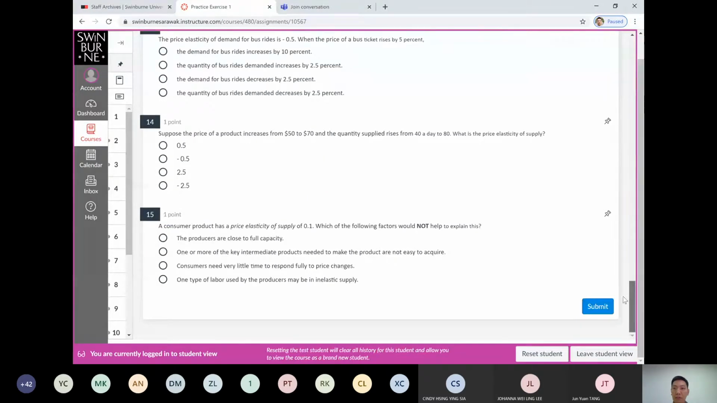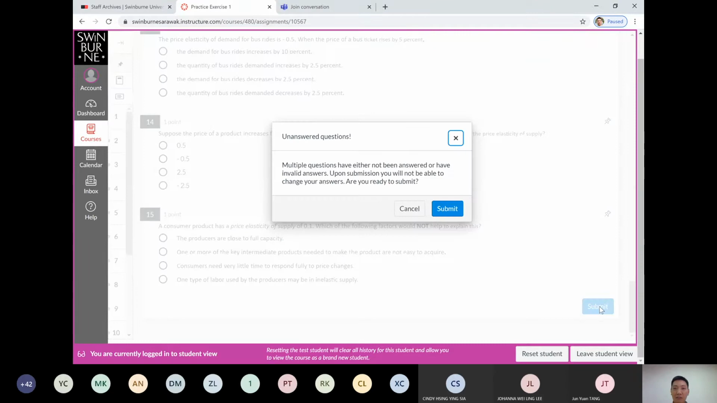After completing the quiz, you just need to click on the submit button, which is on the bottom right hand side of the Canvas page. You click on this button to submit. Let us see what the output looks like. I haven't finished, but I can try to click on the submit button. There's a warning asking if you're ready to submit. Okay, click on submit.